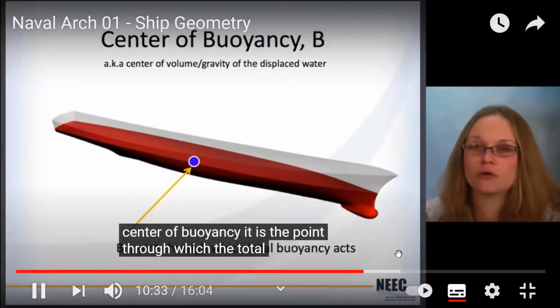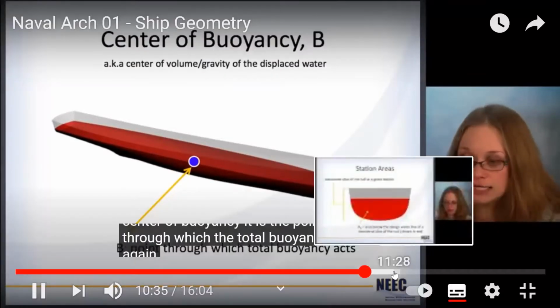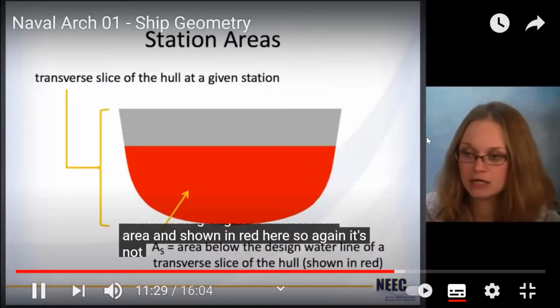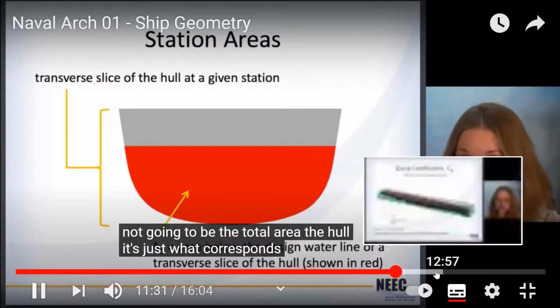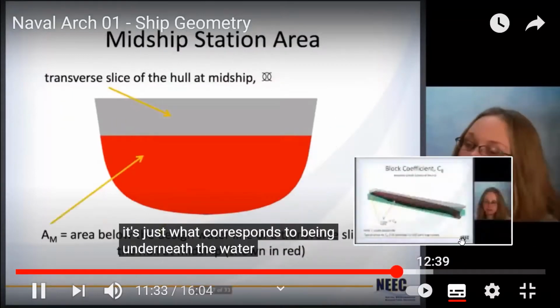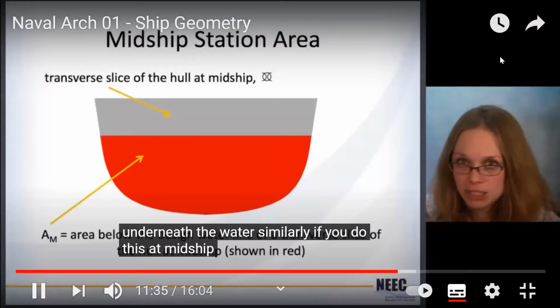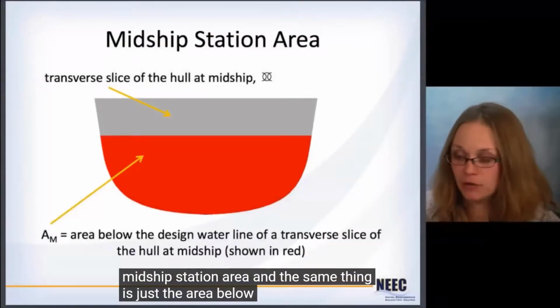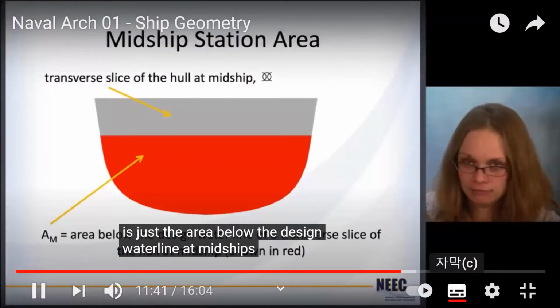The center of this volume is the center of buoyancy. It is the point through which the total buoyancy acts. So again, it's a point, so it has three dimensions. So again, it's not going to be the total area of the hull. It's just what corresponds to being underneath the water. Similarly, if you do this at midships, then you get the midship station area. And the same thing is just the area below the design water line at midships.